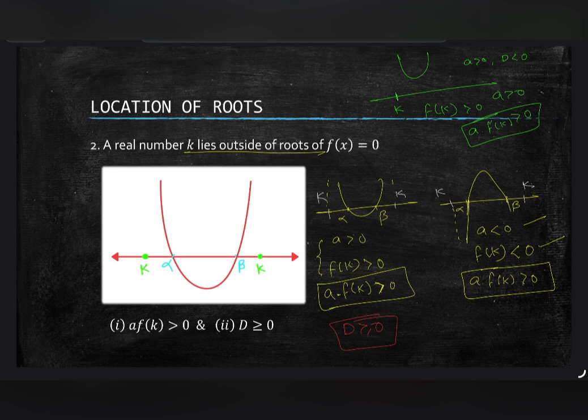So for the number k to lie outside the roots, condition 1: D is greater than or equal to 0, and condition 2: a into f of k is greater than 0.